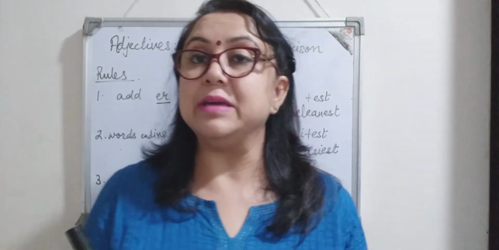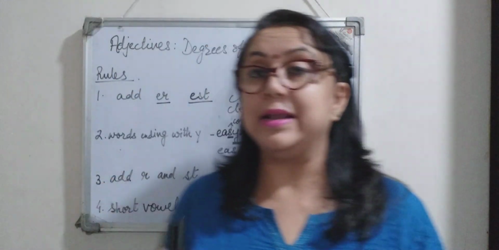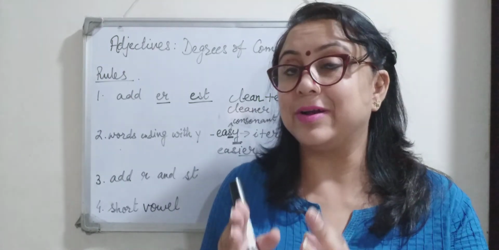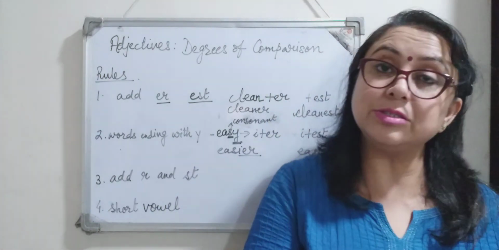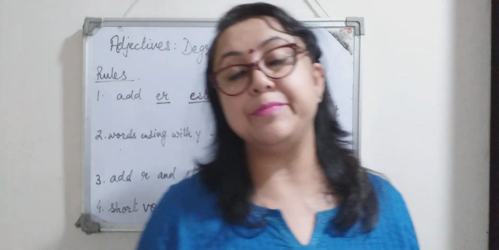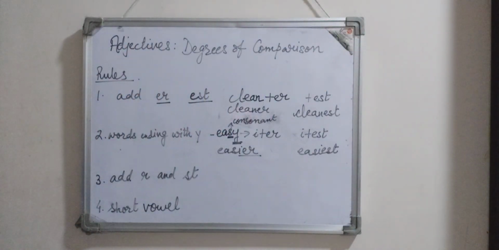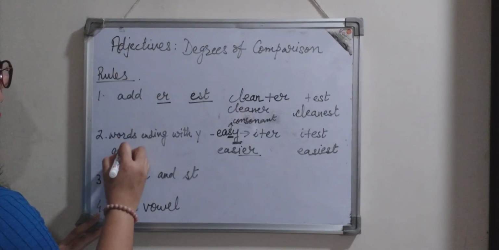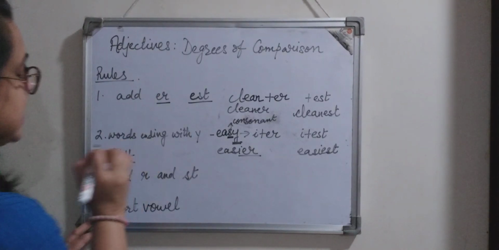I hope this is very clear with everybody. We just have to keep in mind the alphabet Y and a consonant before Y, and in case of vowels the Y remains unchanged. For example, G-A-Y, gay, which means happy.